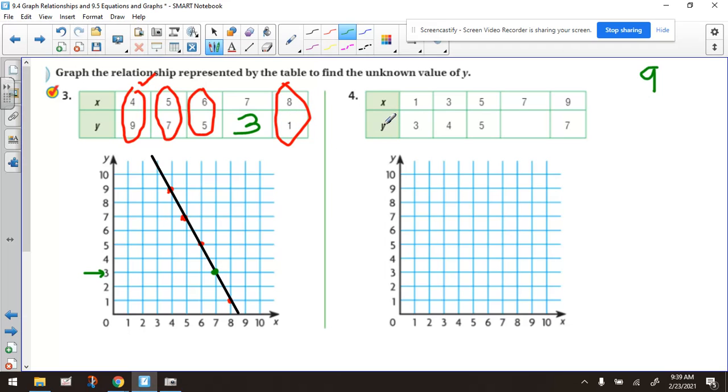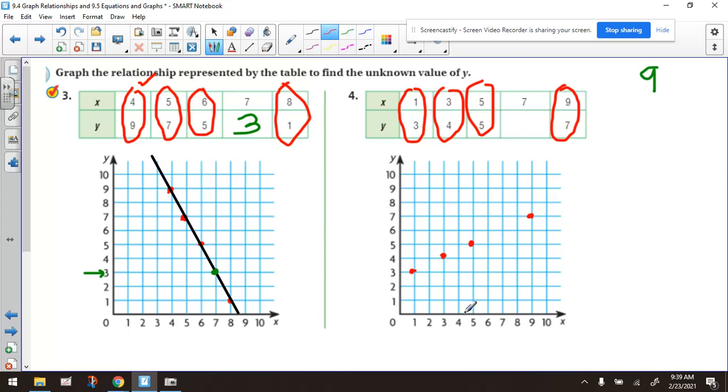All right, so if we look at question number 4 and start plotting here, we're going to go over 1, up 3. So this ordered pair has been plotted. Let's go over 3, up 4. That's going to be right here. Over 5, up 5. Skip this one. Go over 9, up 7. Be careful because it's easy to be on the wrong number.